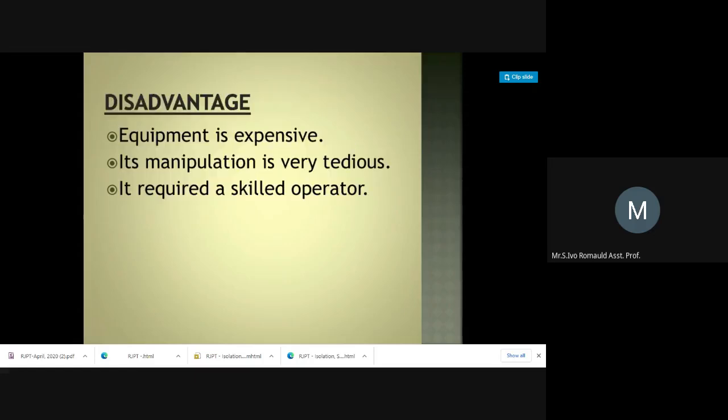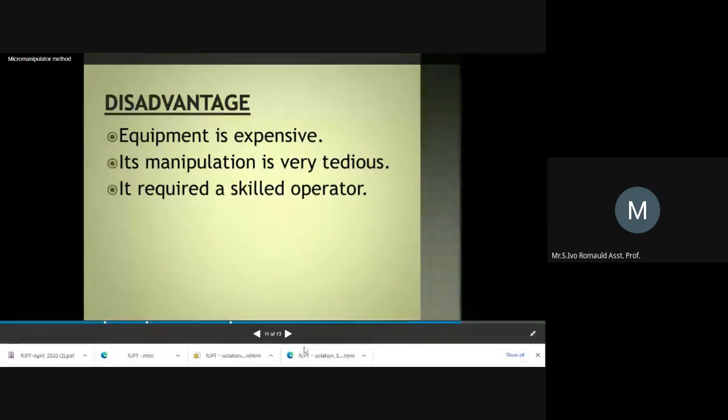Okay, so this is about micro manipulation technology, and the equipment used in micro manipulation technology.